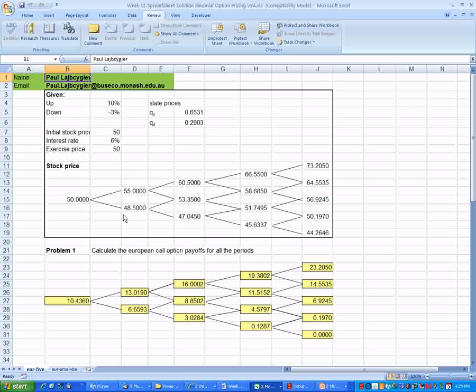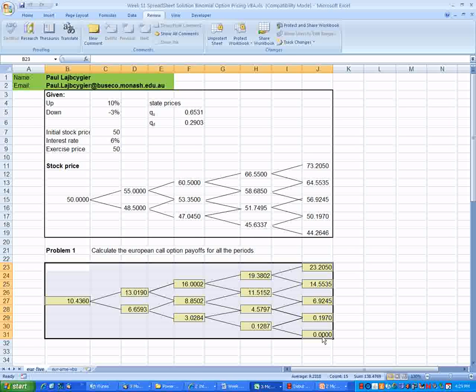Welcome to the Week 11 spreadsheet on binomial option pricing and VBA. This workbook is comprised of two worksheets, and we're going to consider the first worksheet, eur-5. This is actually binomial option pricing without VBA, and it's similar to last week's workbook. The difference is that instead of having 3 time periods, we've now got 5 time periods going out.